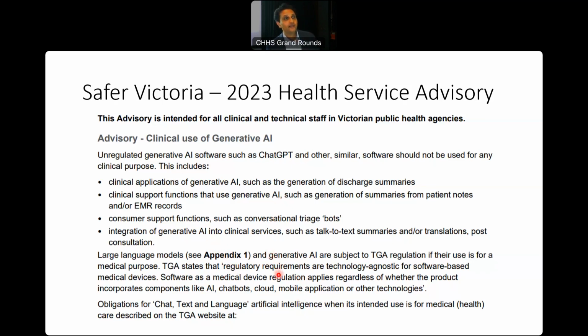If you're using a technology to make a clinical decision, it is actually under TGA regulatory device, and none of these chatbots or generative AI technologies are actually regulated or have been approved by the TGA. Okay, so just be aware, medico-legally, if you make a decision based on what ChatGPT says, then you may be in trouble.